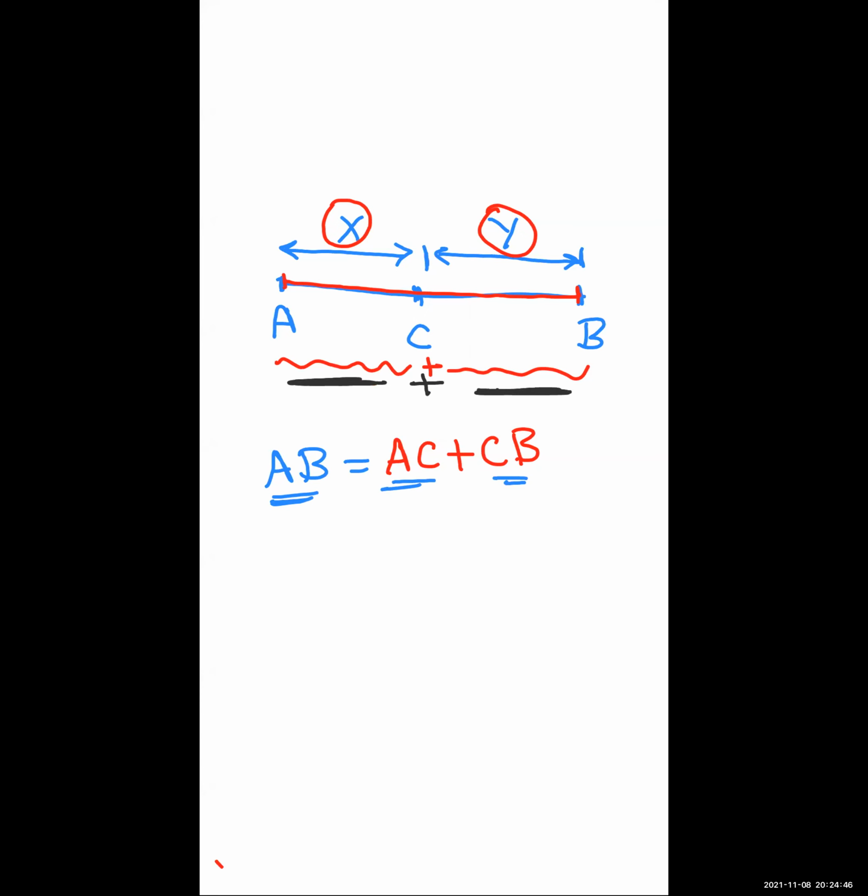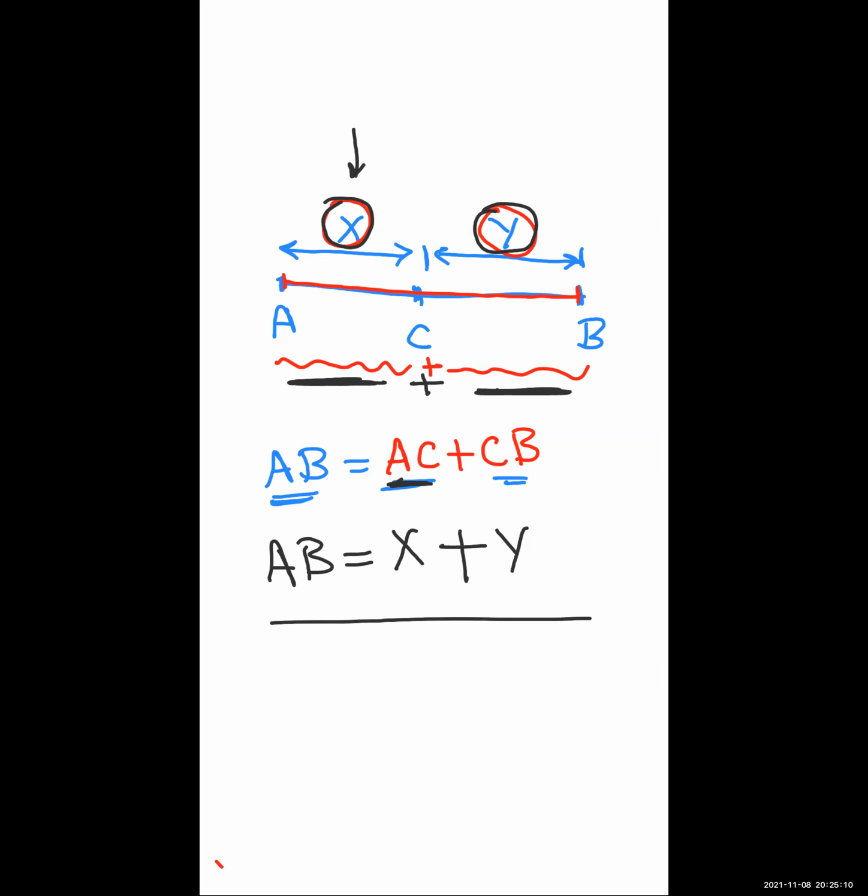AC here equals X. So AB will equal AC, which is X, plus CB, which is Y. So AB will equal X plus Y. That's it. No more. Okay?